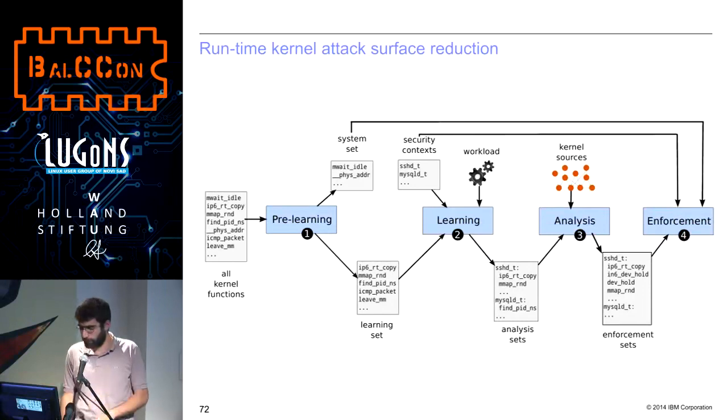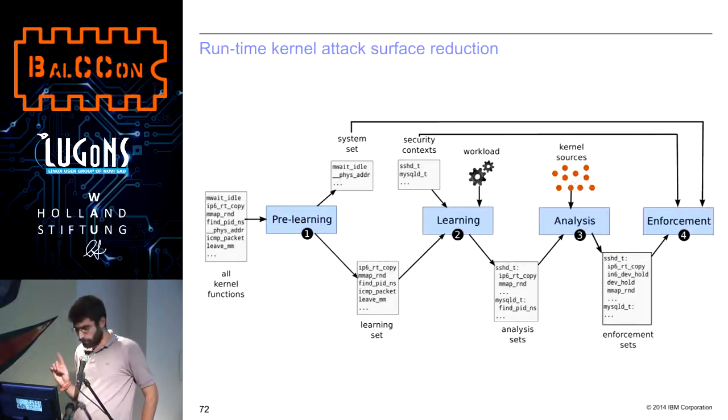So this analysis set goes into the third phase, which will try to cluster those functions in a way that reduces the number of false positives, or rather increases the convergence rate that we have. So this is the clustered version that you can see there. And then you have the final phase of enforcement, where you actually want to prevent those other functions from being called for a given application.